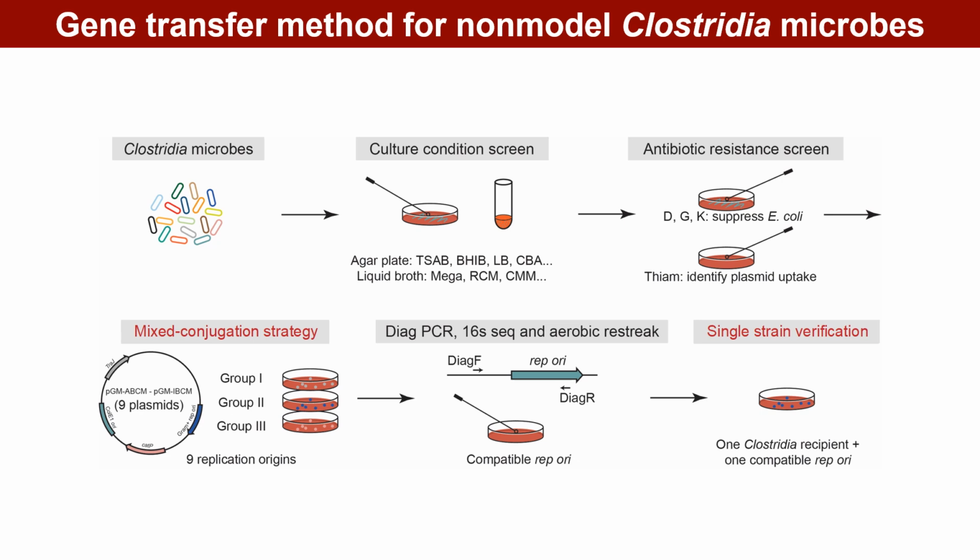For Clostridia microbes, we first screened the culture condition and antibiotic resistance, and developed a mixed conjugation strategy to efficiently identify the compatible replication origin, which enables the plasmid to replicate in the recipient strains. The compatible replication origin was confirmed by diagnostic PCR and sequencing, and verified by single-strain conjugation.